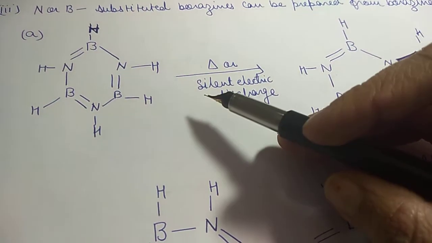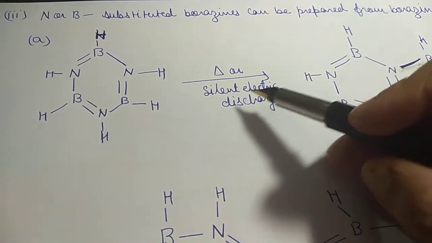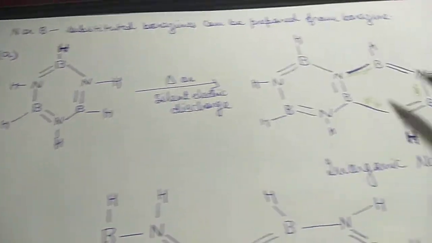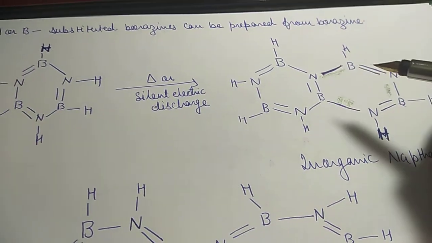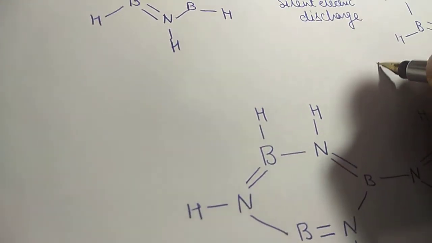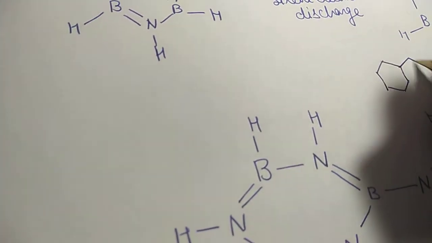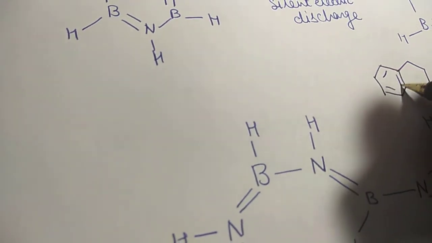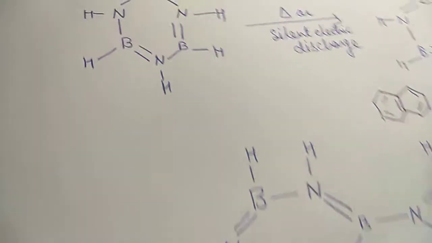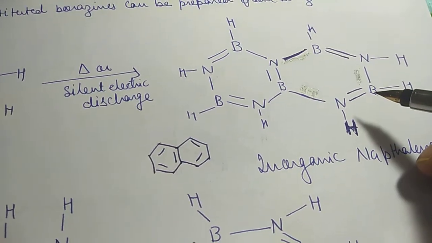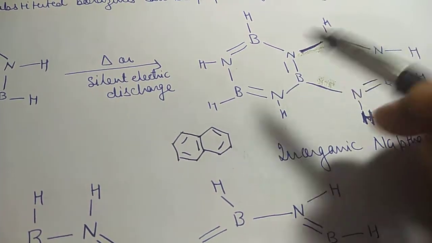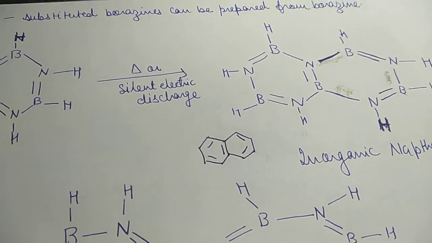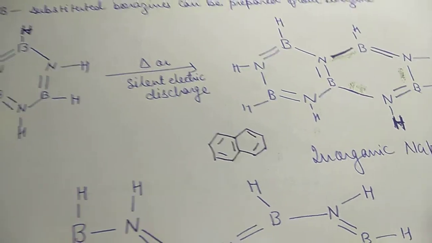If you heat this borazine or subject it to silent electric discharge, it will form inorganic naphthalene. This is inorganic naphthalene, just a synonym to naphthalene. I can draw it here, naphthalene. This is naphthalene. This is inorganic naphthalene. The only difference in the structure is boron and nitrogen. Otherwise, the rest of the bonding and attachment of hydrogen is the same.